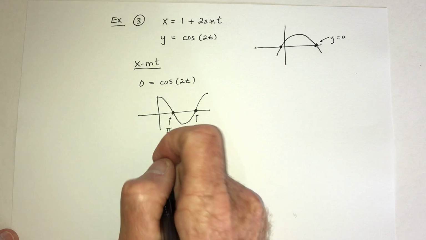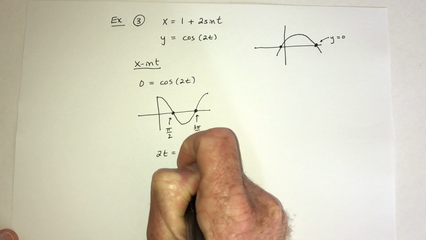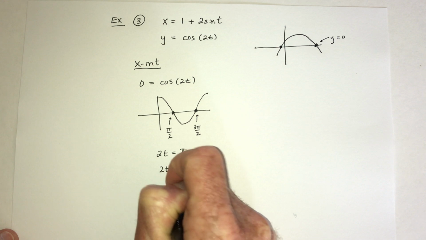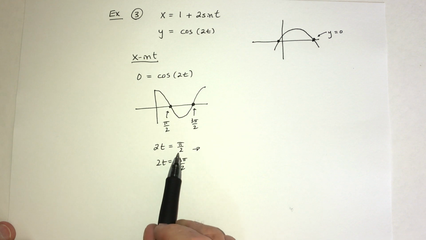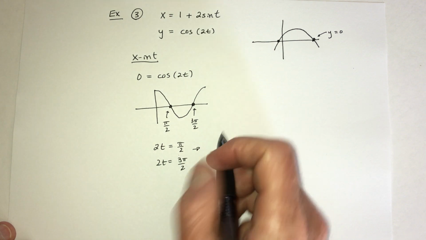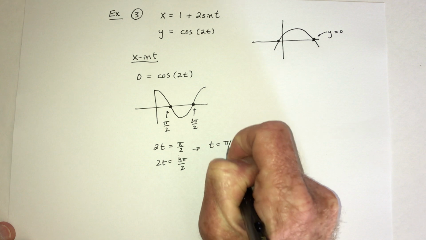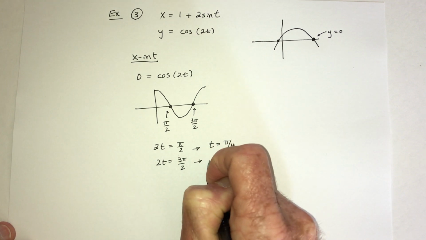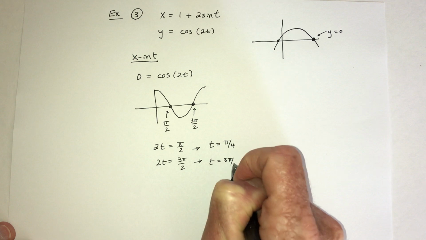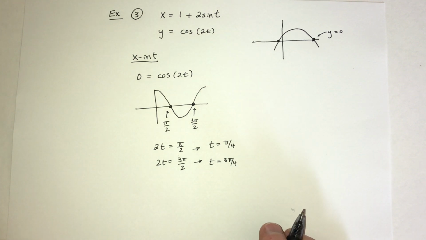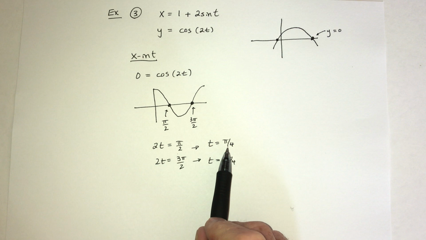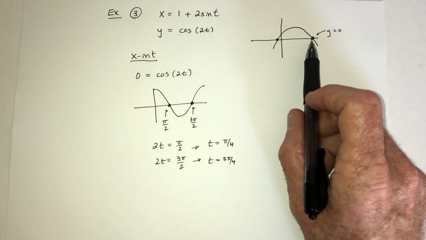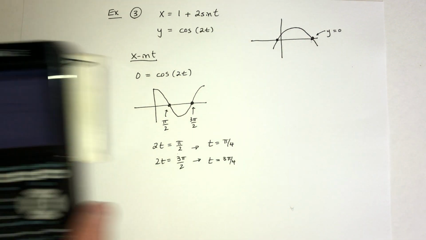But then you need to set 2t equal to each one of those. And then divide both sides by 2. So this one is going to become pi over 4. And this one is going to become 3 pi over 4. I was just looking at the directions and I said find the x-intercepts. So this is not the x-intercept. This is just the time when it gets to the x-intercept. Now I have to actually find it.